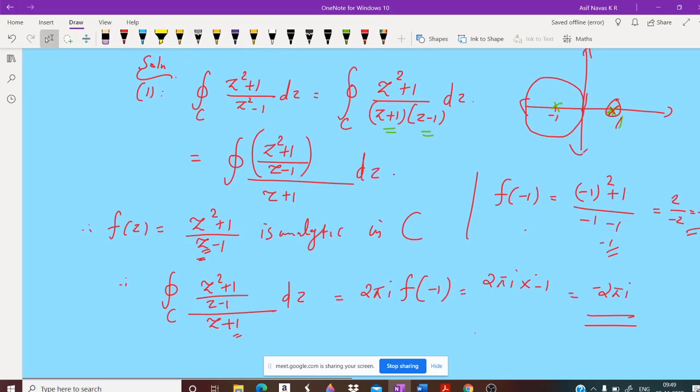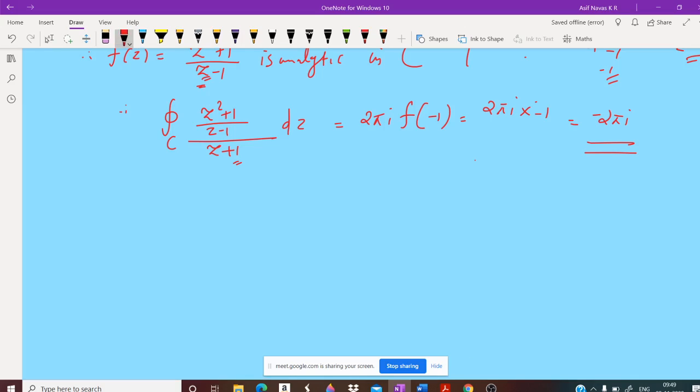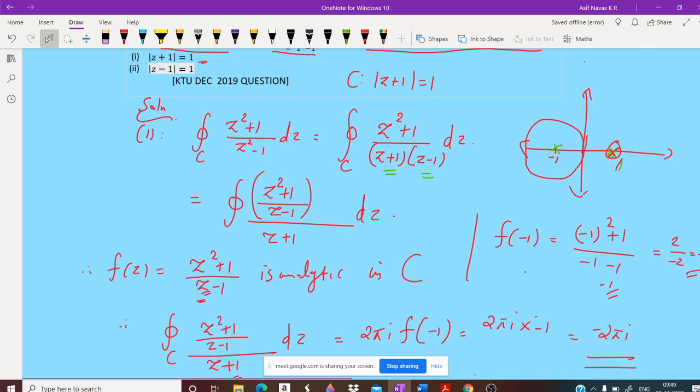Now we will check what the next contour is. Our second contour is mod z minus 1 equal to 1. This is a KTU December 2019 question. So our second contour is this.